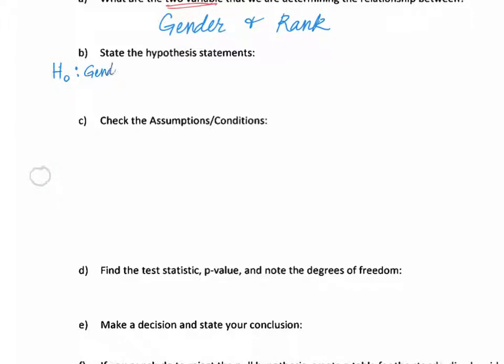So I'm going to help you out here with the wording since this is the first time we've done these. So the null hypothesis would be something like this. Gender and rank in the New York Police Department, because we're just talking about that population, not all police departments. And the null hypothesis would be that they are independent of each other.